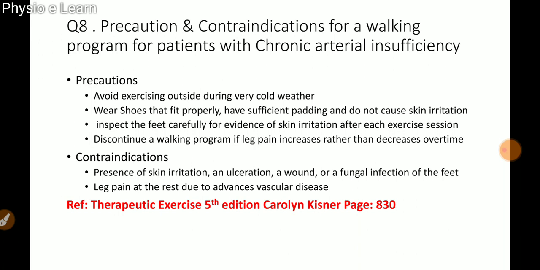Contraindication: presence of skin irritation or an ulceration, a wound or a fungal infection of the feet. Leg pain at rest due to advanced vascular disease. So these are the precautions and contraindications.